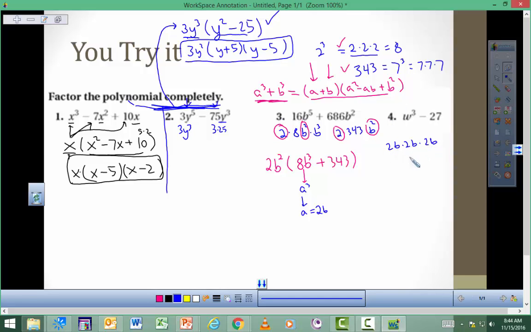2 times 2 times 2 is 8, and b times b times b is b cubed. So that's correct. So now if this is b cubed, what's b? 7. There you have it. It's right up here, right? Okay, so this first factor right here is exactly what we have here. So we have 2b plus 7.